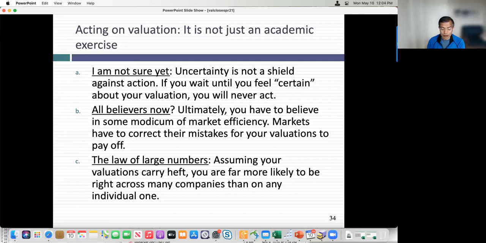The second is, you can say, look, markets are efficient. This is all an exercise in number crunching. You can go back and feed numbers into your DCF and make your DCF equal to the price. Or the third is that you look at evaluation. So look, I don't have to be right. I just have to be right on average.